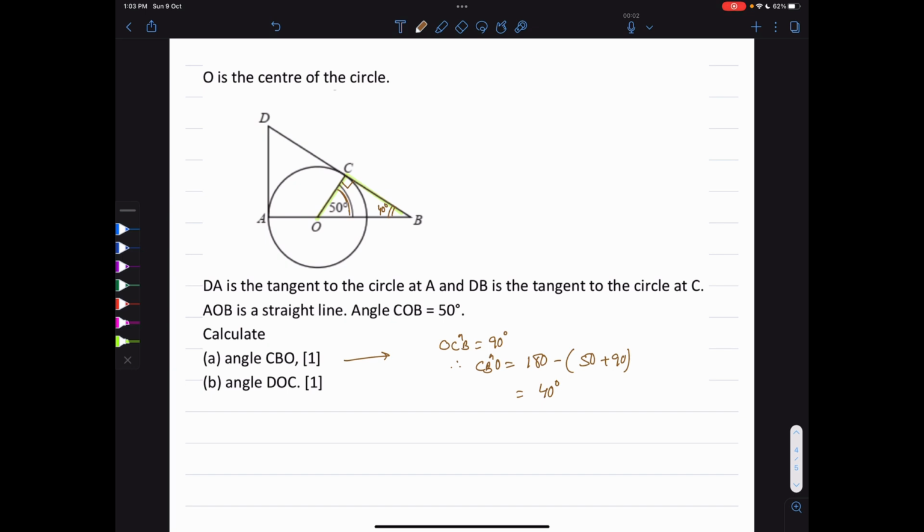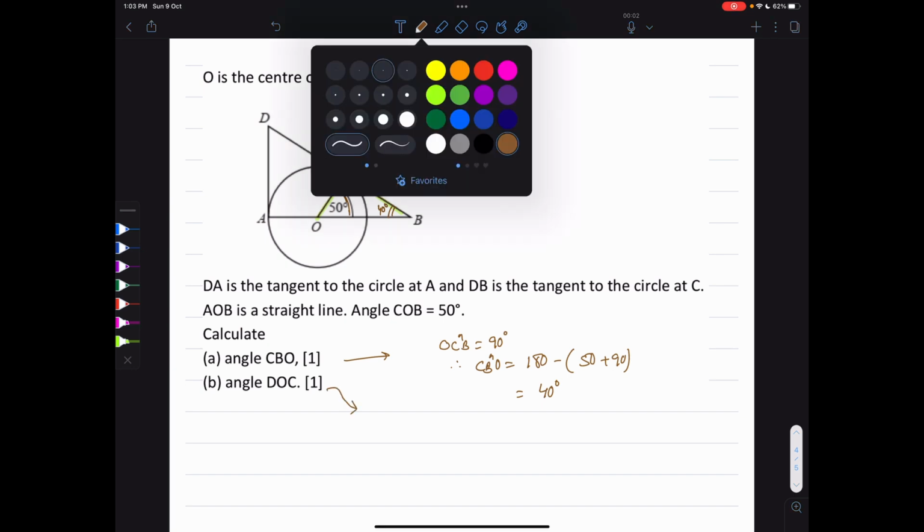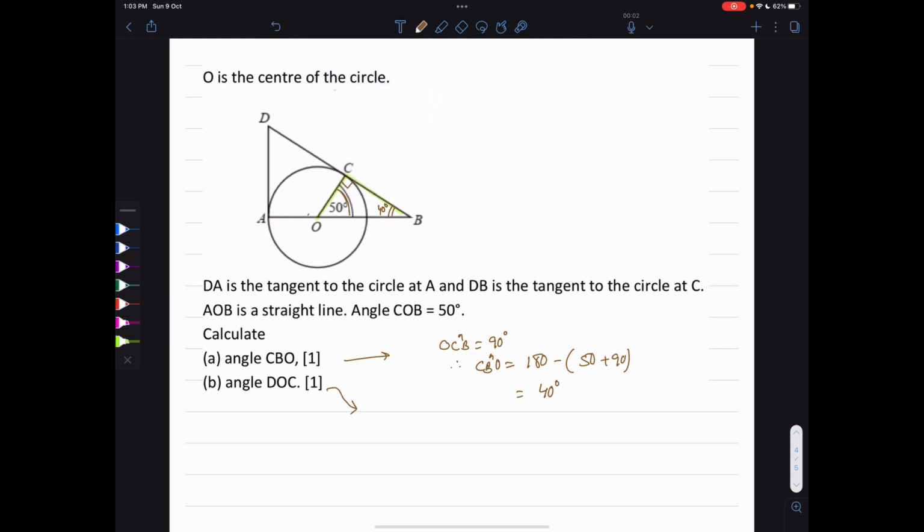The next part says find angle DOC. Now DOC is this angle. If you connect point D and O, that is a line from an external point to the center of a circle. Remember, DA and DC are going to be equal in length. CO and OA are going to be equal in length because they are the radius of the circle.